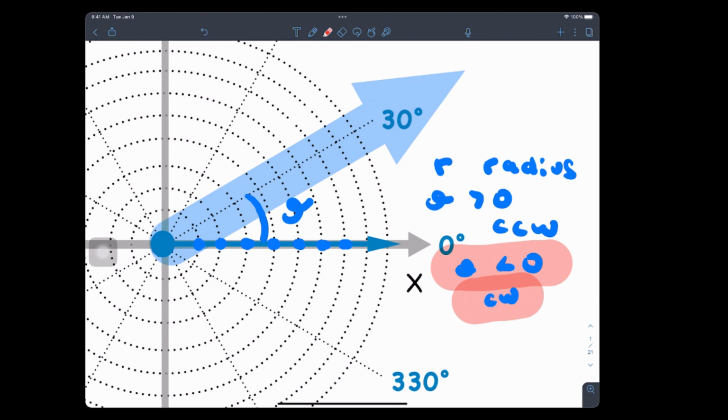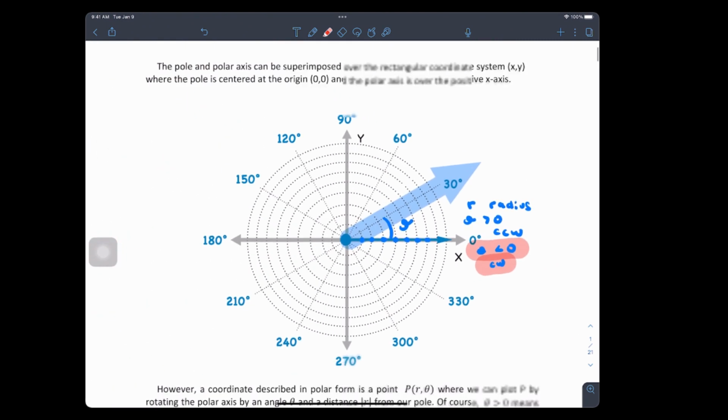We're going to plot points. We need two numbers to plot a point. We need the radius and we need the angle. And all we're going to do is rotate the ray, and that'll be our angle, and we can have a radius value of whatever we want. So that's what we're going to do here, right?